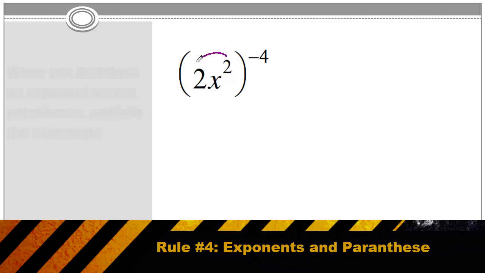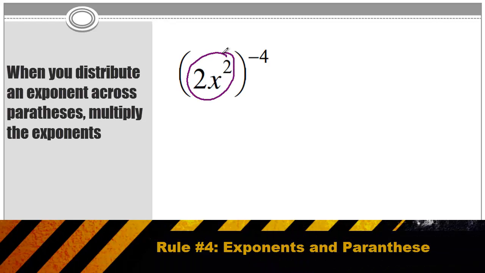When you have multiplication inside parentheses, and then on the outside of the parentheses you have an exponent, that exponent gets multiplied across the other exponents inside the parentheses. So I could rewrite this problem as 2 to the negative 4 times x. I'm going to multiply my exponents, so I get 2 times negative 4, or negative 8.